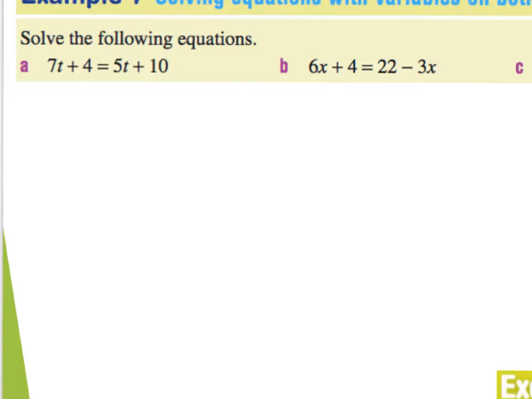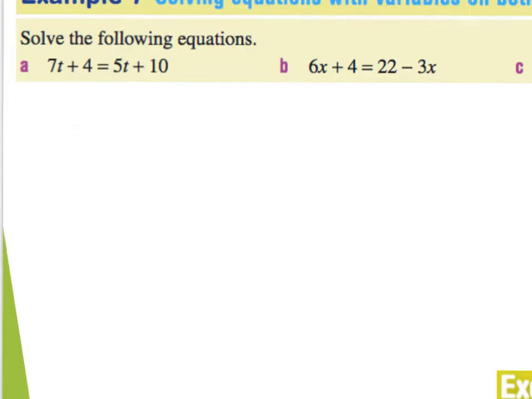In A, we have the following equation. What I want to do is have t's only on one side of the equal sign. In this case, I'm going to get rid of t on this side because they're the least. I'm also, in the same step, going to get rid of the positive 4 on this side. I want t equals something, which means get rid of t's on this side and then get rid of constant values on this side. Let's see how we go.